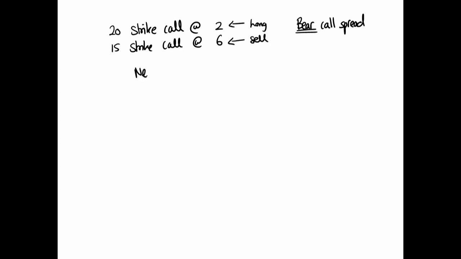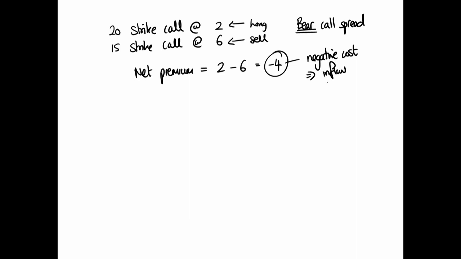So now you can see that the net premium you need to pay is 2 to buy that long, but minus 6 when you sell the more expensive option. So that's minus 4. So your net premium is a negative cost. Now, if something's got a negative cost, that means it's generating an inflow. And that makes it your maximum gain. Top of the ramp.